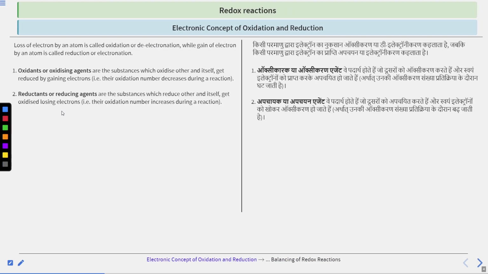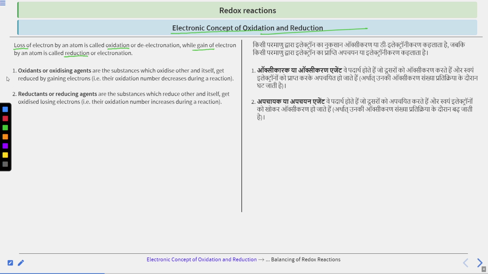Okay, so let's start with our first topic, that is, electronic concepts of oxidation and reduction. Loss of electrons by an atom is called oxidation or de-electronation, while gain of electrons by an atom is called reduction or electronation. So basically, oxidation and reduction are opposites of each other. Where the loss of electrons is happening, that means oxidation is happening. Where the gaining of electrons is happening, that means reduction is happening, right?